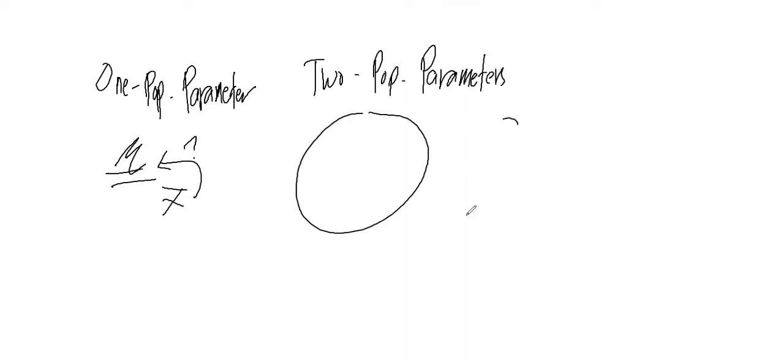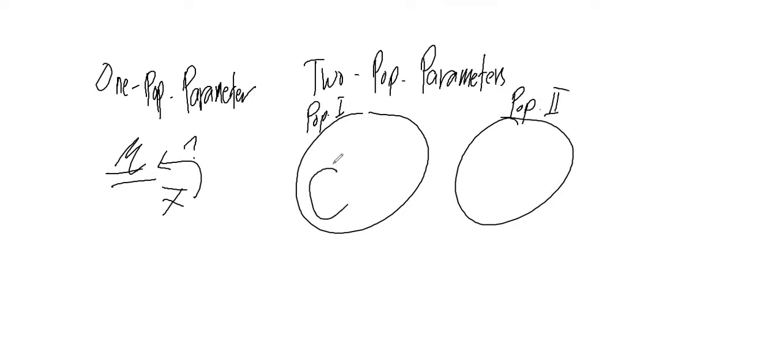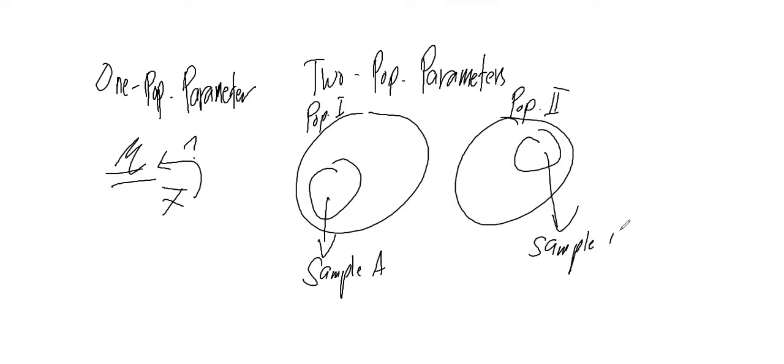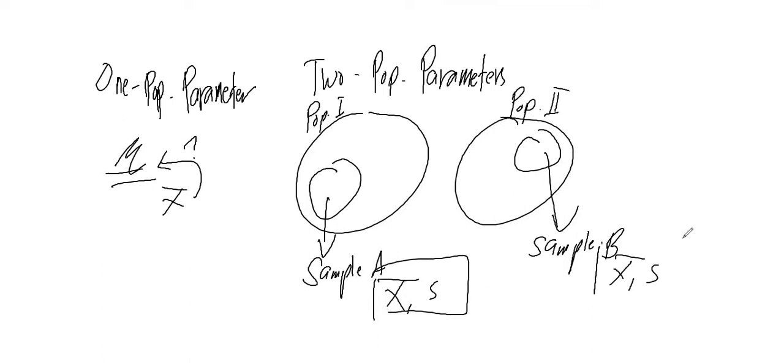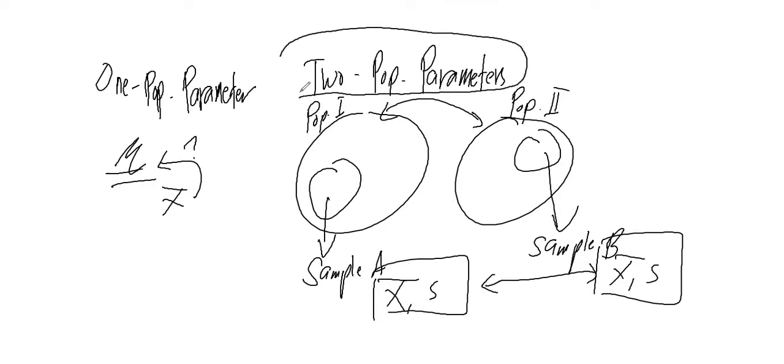wherein we have two populations. This is population 1 and this is population 2. And from each population, we got sample A, and here is sample B. And of course, from each sample, we have a respective mean and we have our respective standard deviations. So, if we're going to compare these two, we will be able now to compare the entire populations. That's why we're going to have a hypothesis test on two population parameters.